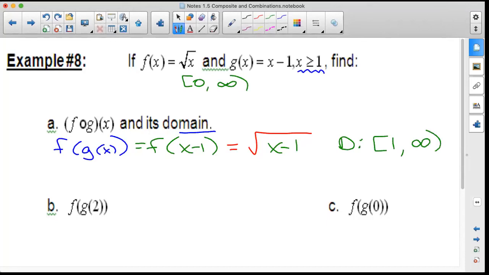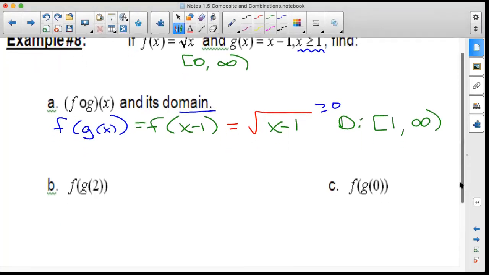It does have to be greater than or equal to 0. Remember, anytime you have a square root, it has to be greater than or equal to 0. But that means my x value really has to go from 1 up to infinity. So that domain goes from 1 to infinity. All right, so the next one says find f of g of 2.